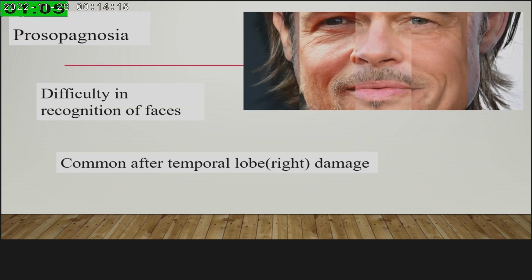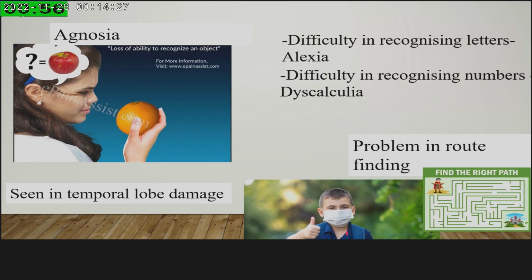Then other interesting features they can have is difficulty in recognition of faces, called prosopagnosia. Then they cannot recognize letters, numbers, and even objects. They also have problems in route finding. These are the usual things we should look for in a child with suspected cerebral visual impairment.